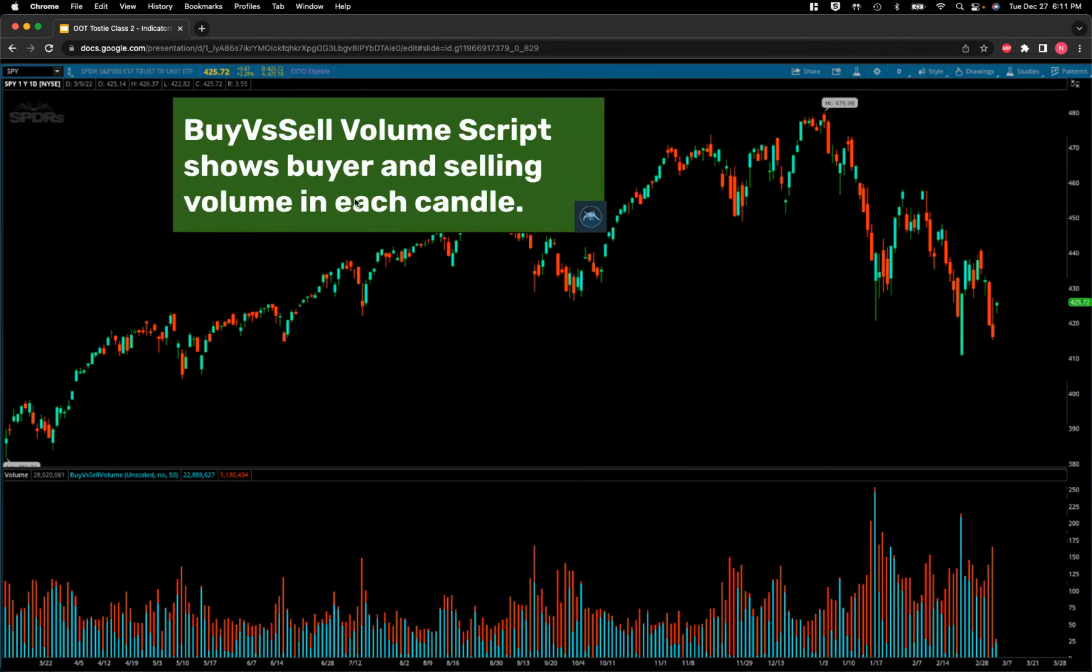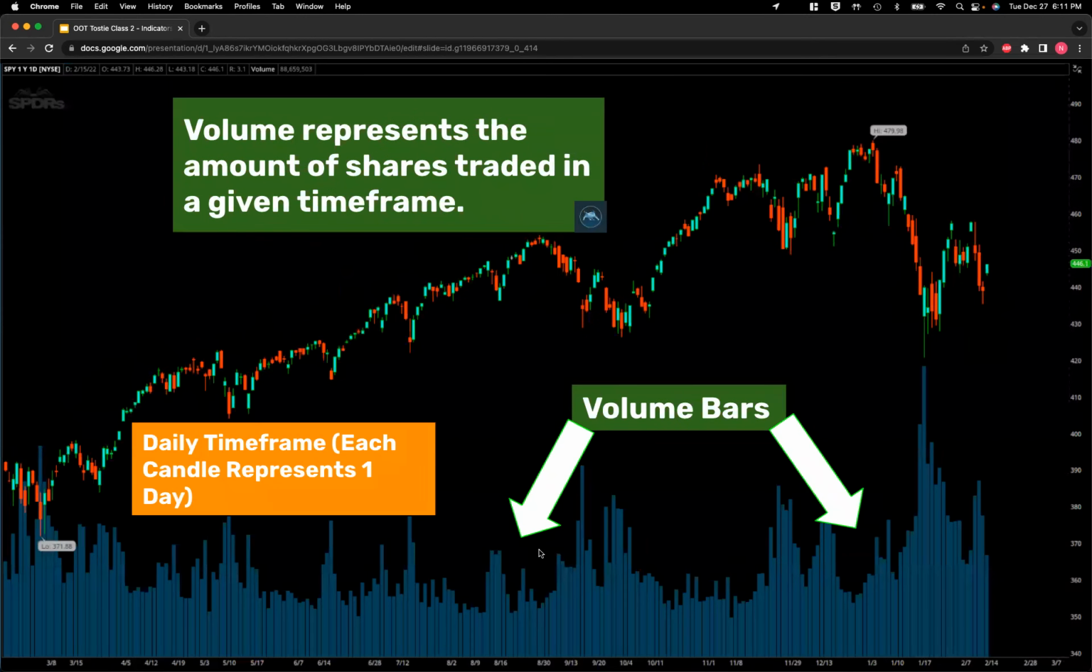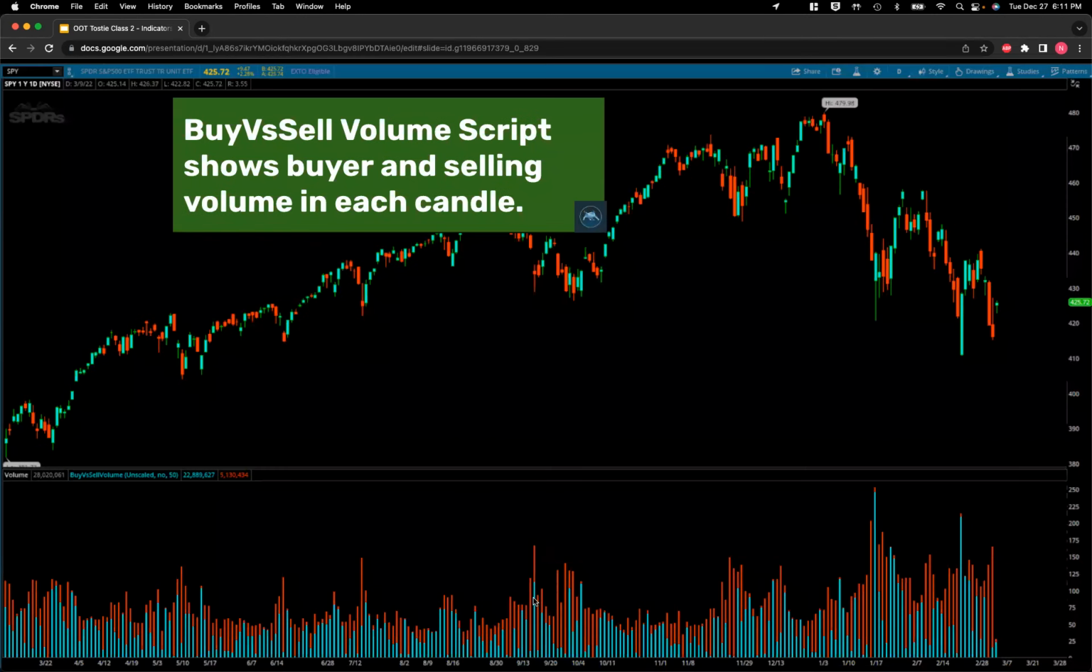So one of the scripts that I liked to use in the past is this buy versus sell volume script. And you can see previously these volume bars were just kind of monochrome. Now you can see the difference between buying and selling in any specific candle. And this script helps me to understand the strength of buyers and sellers at a given time.